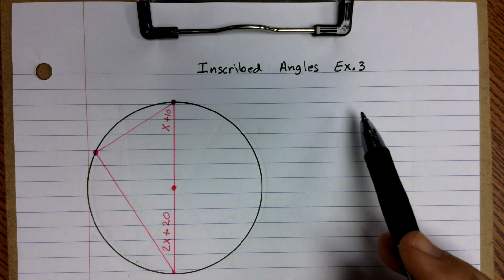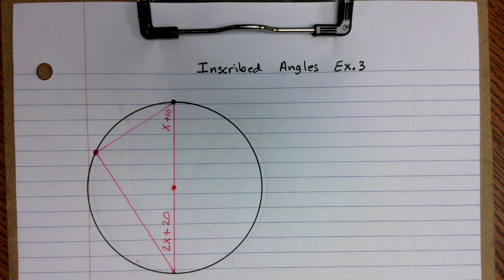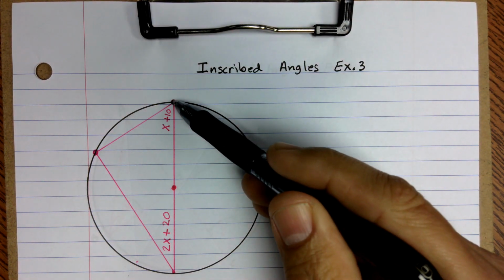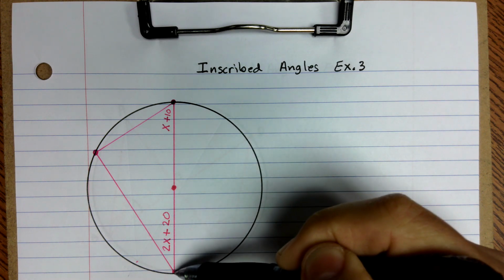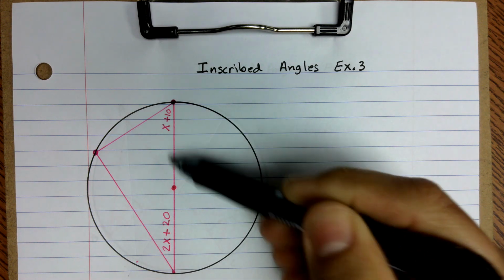Here in example number 3 for inscribed angles, notice we have a triangle inside of a circle. Therefore, this is an inscribed triangle. And the unique thing about these is notice that one side of the triangle runs through the center of the circle and goes from the circumference to the other side of it.